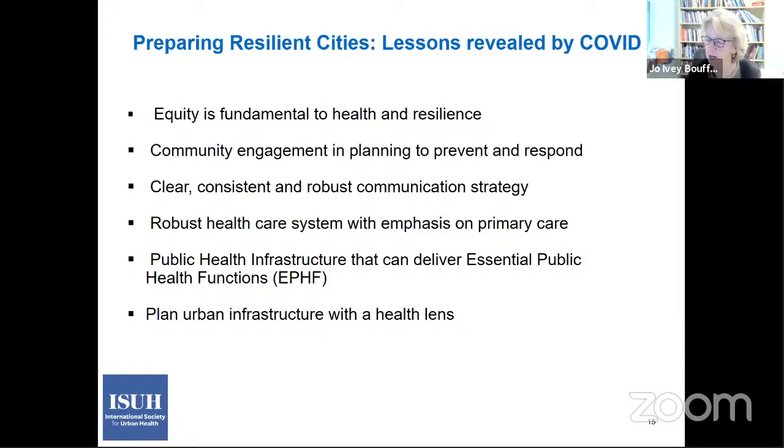Public health infrastructure, which is different from the healthcare delivery system. PAHO developed a concept some years ago of essential public health functions, which all ministries of health and arguably departments of health at city level need to have. And then this last message really of continuing to think about urban infrastructure with a health lens.